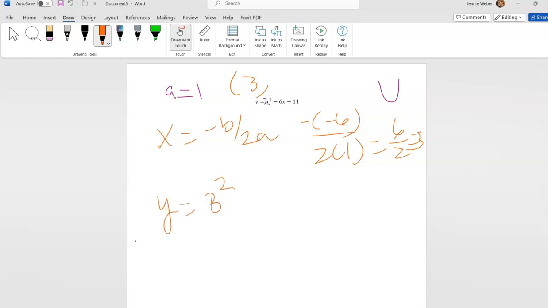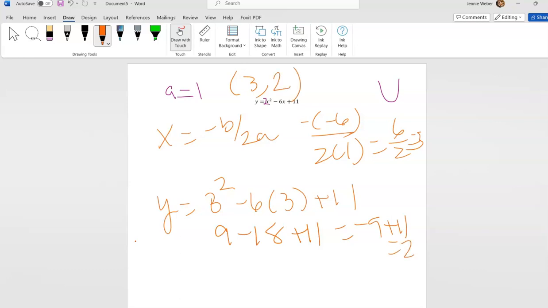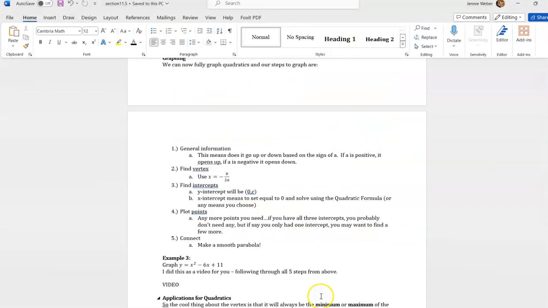So I'm going to get 3 squared minus 6 times 3 plus 11. So this is 9 minus 18 plus 11. Negative 9 plus 11 equals 2. So then my vertex is 3, 2. Okay? So now what's my next step?